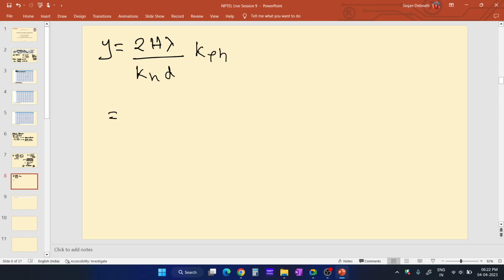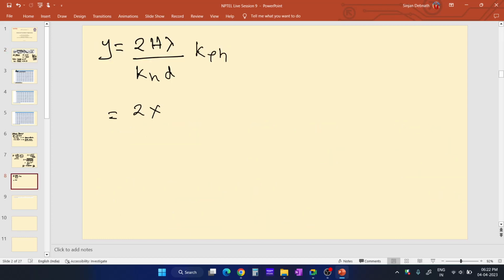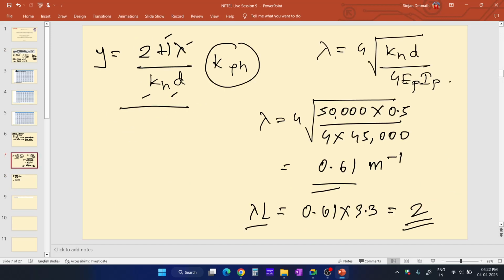Okay, so now let us just put the values of all the parameters into this equation. So what is the value of h? That is the horizontal load. It is 100 kilonewton. Okay, so 2 into 100 kilonewton. What is the value of lambda that we have calculated? It is 0.61.